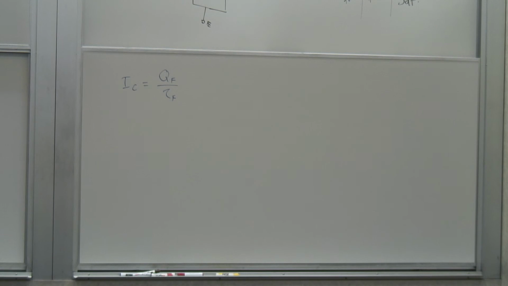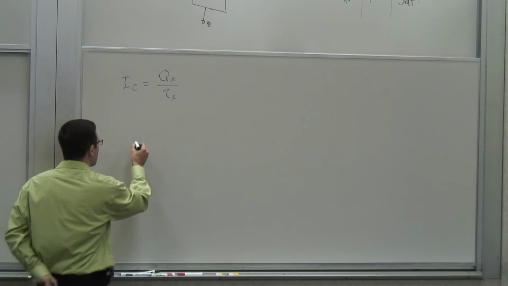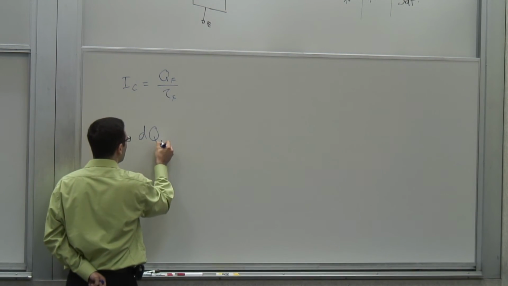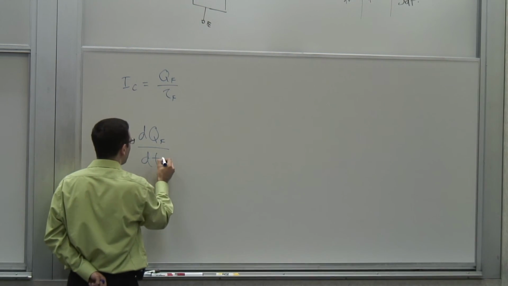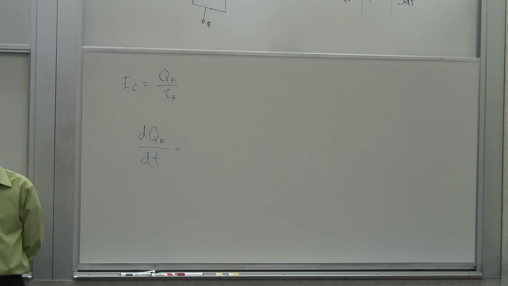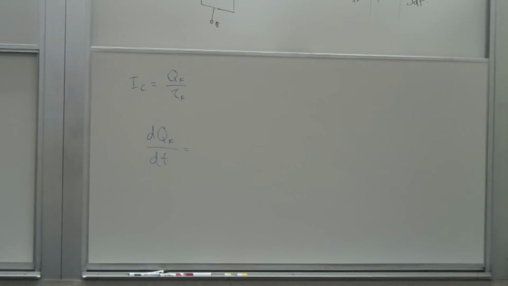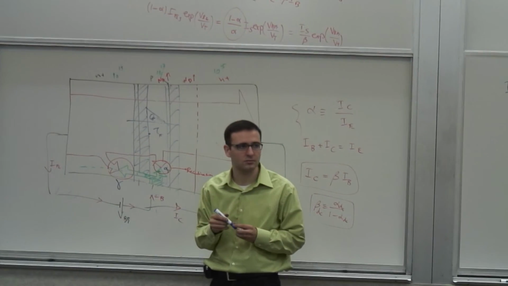So that's one thing I know. But now, what I'm interested in is really the variations in this charge. So I'm interested in dQF/dt, the temporal variations of this charge. So let's look at the various sources and sinks for this charge. Where does it go? What affects it? What builds up this charge? What helps you build up this charge in the forward active region?